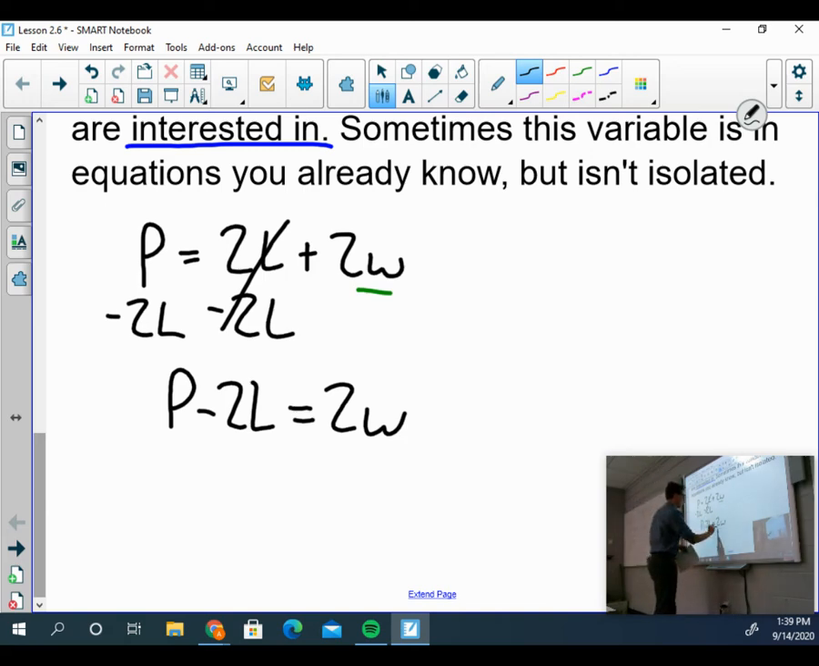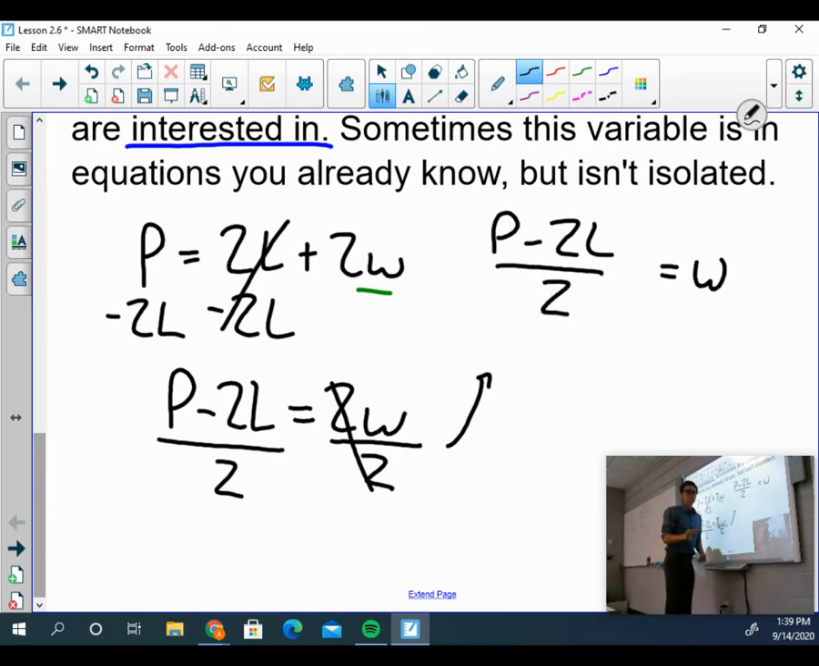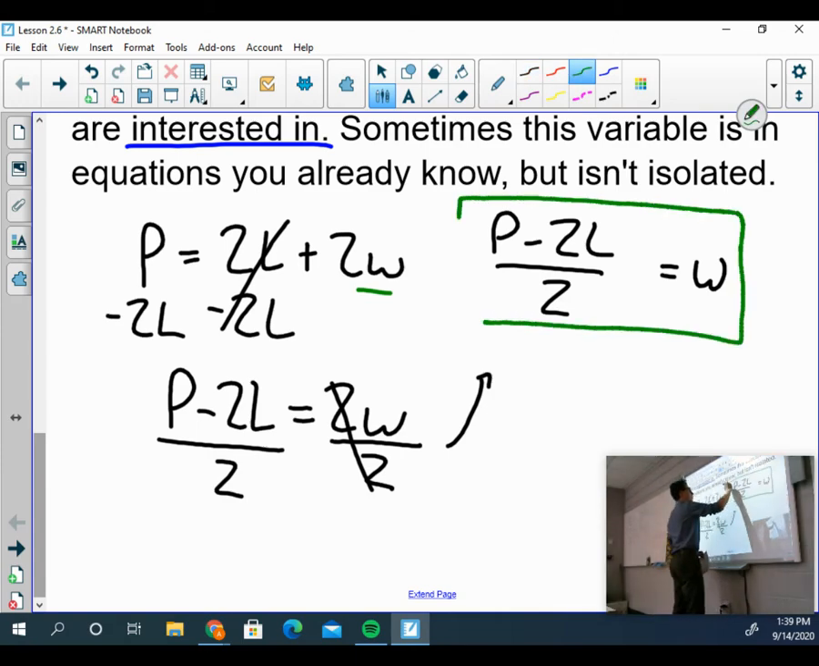Okay? The second step and the final step to get W by itself, again, our original goal, is to divide everything by 2. When I do that, the 2's will cancel on the right side, and I'm just left with W equals P minus 2L over 2. Is there a little bit of simplification you can do? Yes. But again, I am totally fine with this as the answer. I'm not going to make you do any more simplification than this.